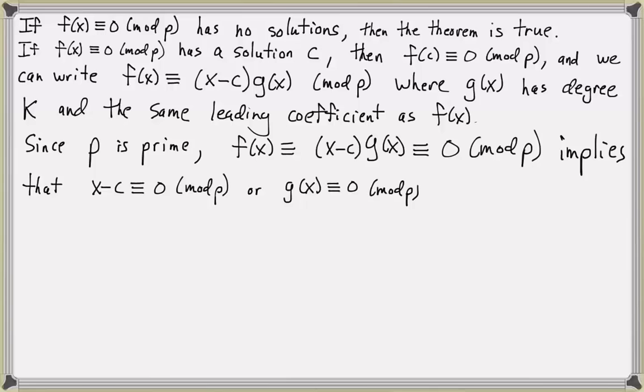So one solution to f of x congruent to 0 mod p is c, and then the other solutions come from the congruence g of x congruent to 0 mod p. But since g of x has degree k, by the inductive hypothesis, we're assuming that there's at most k solutions to this congruence, g of x congruent to 0 mod p, and since we only have one other possible solution, x congruent to c, that gives us a total of at most k plus 1 solutions to the original congruence. So that's how the theorem is finished. So let's just write up all those details.